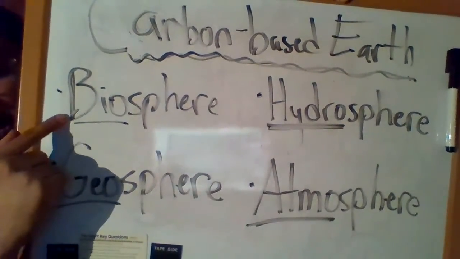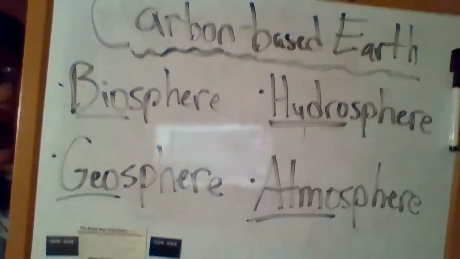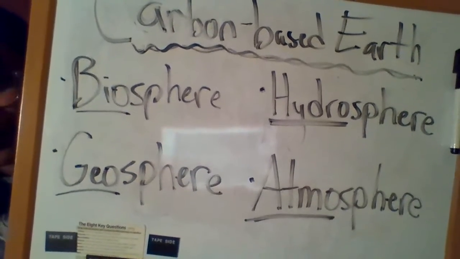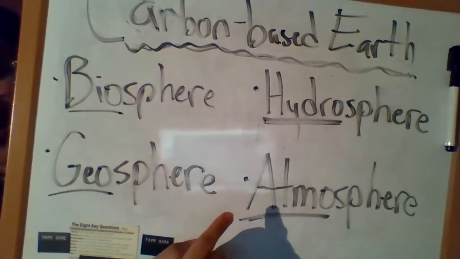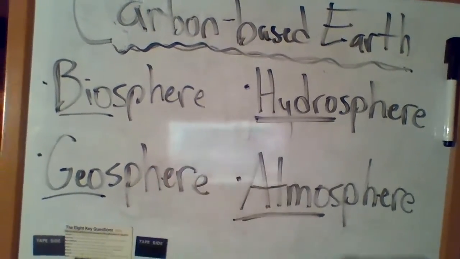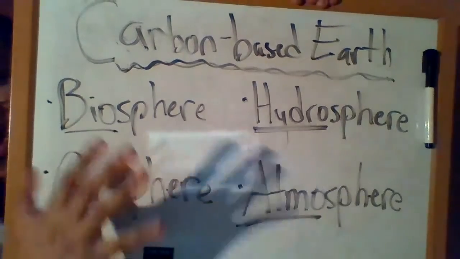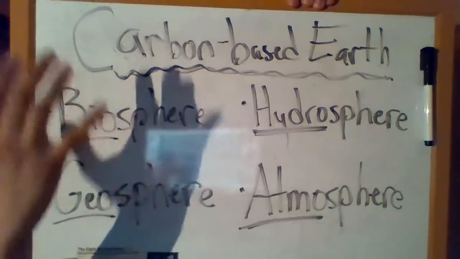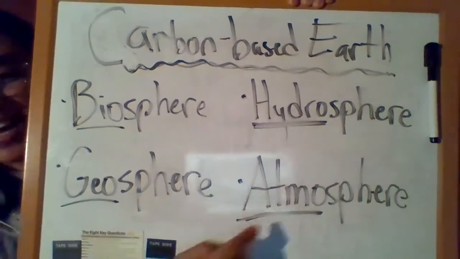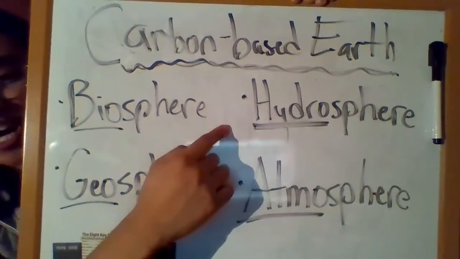The biosphere, meaning all living things on the Earth. The geosphere, meaning all the rocks on the Earth. The atmosphere, meaning all the air on the Earth. And the hydrosphere, meaning all the water on the Earth. So, as you can already tell, carbon is everywhere. From you to me, to the rocks beneath our feet, to the air that we breathe, to the water that we drink. The element carbon, the thing that came from the Big Bang, is everywhere.